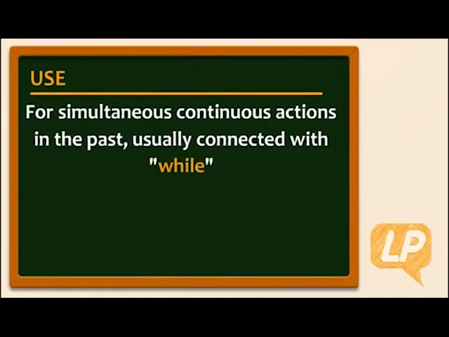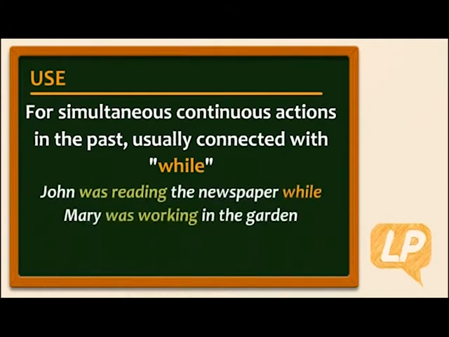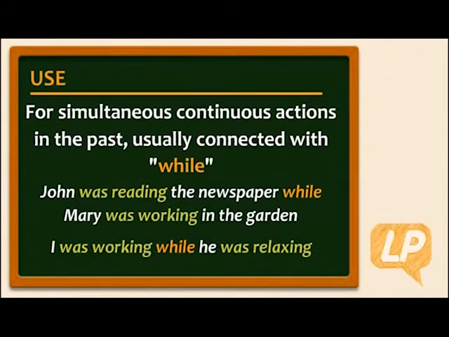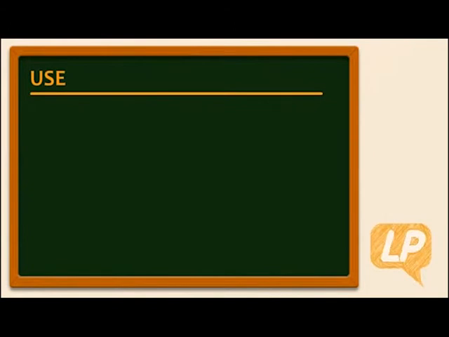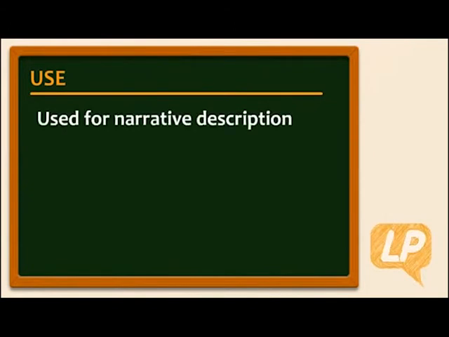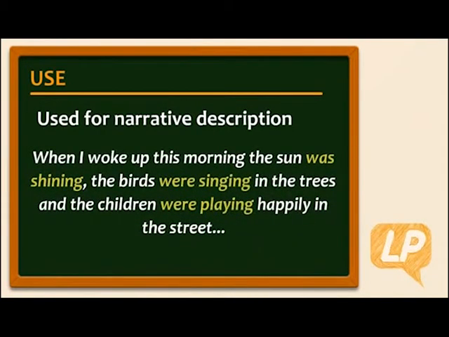For simultaneous continuous actions in the past, usually connected with while. For example, John was reading the newspaper while Mary was working in the garden. I was working while he was relaxing. The past continuous is also used for narrative description. When I woke up this morning, the sun was shining. The birds were singing in the trees, and the children were playing happily in the street.